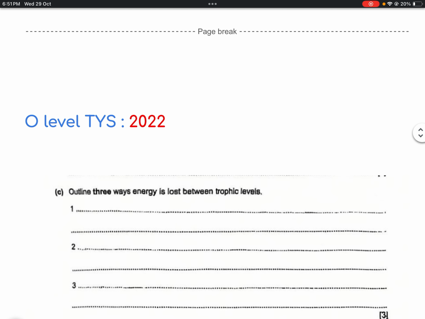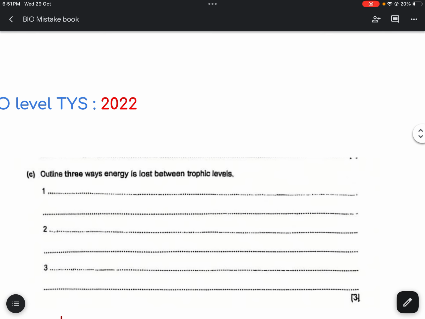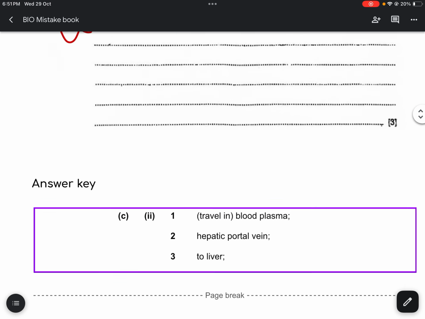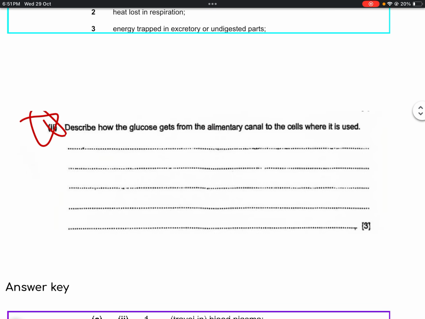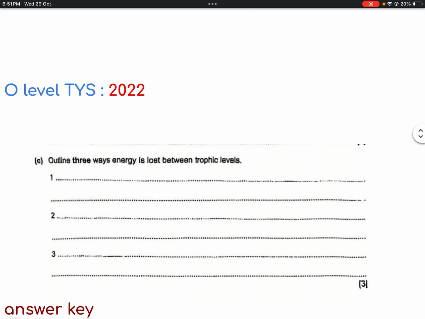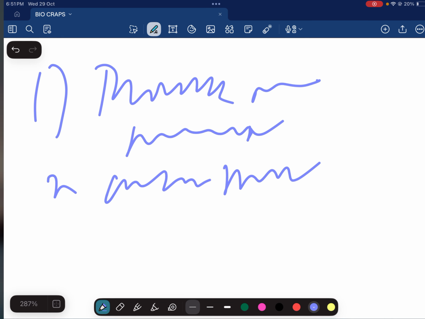Okay, now we're moving on to O-level TYS 2022. Outline 3. Do you remember this question? It came out in 2021, right? Look, yeah, here. So their questions are repeating. Take note. So outline three ways heat is lost. This is three ways, okay?